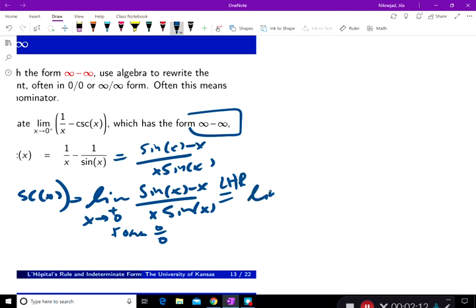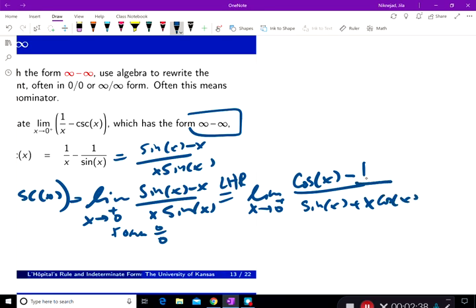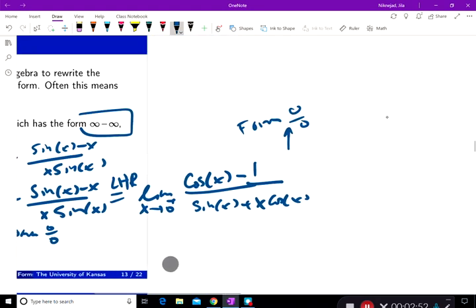When I do the L'Hopital, I end up with cosine of x minus 1 in the numerator, and the denominator is a product rule, so sine of x plus x cosine of x. Now if I plug in 0 again, I get 1 minus 1 over 0 plus 0. So again, form 0 over 0, so I may want to do another LHR.